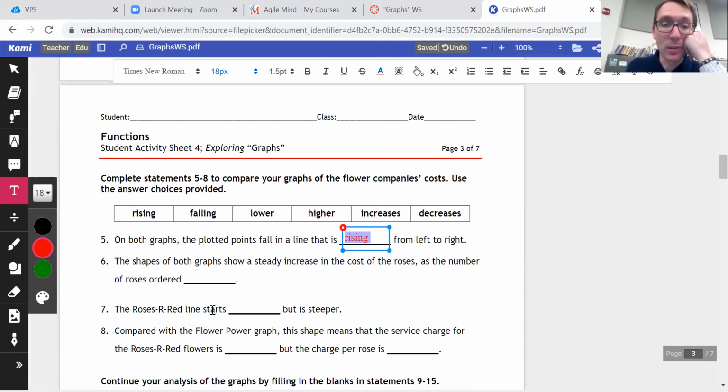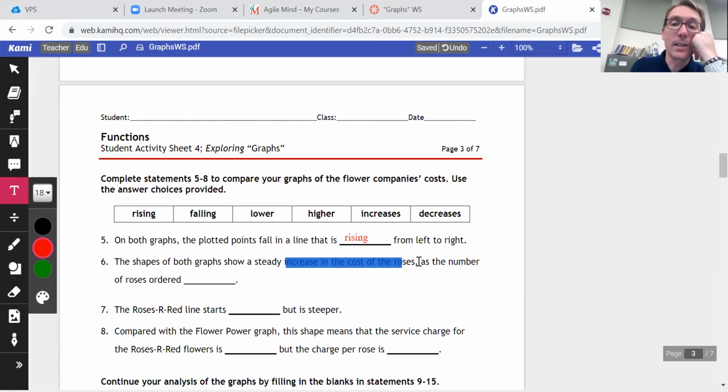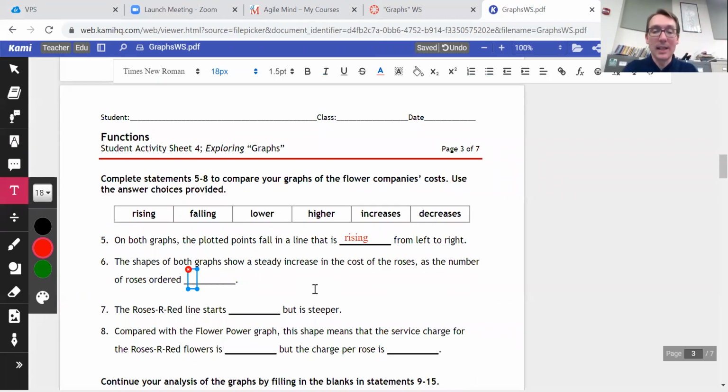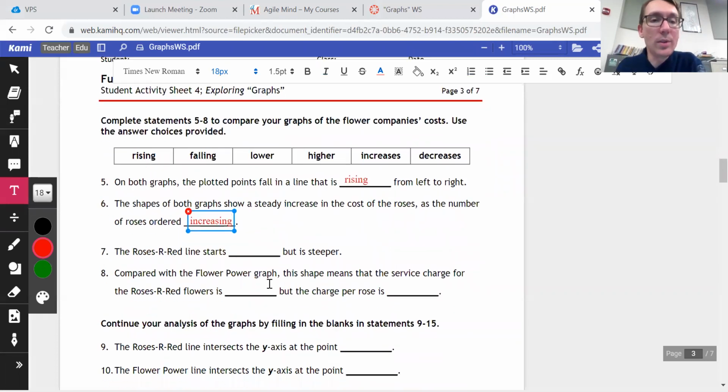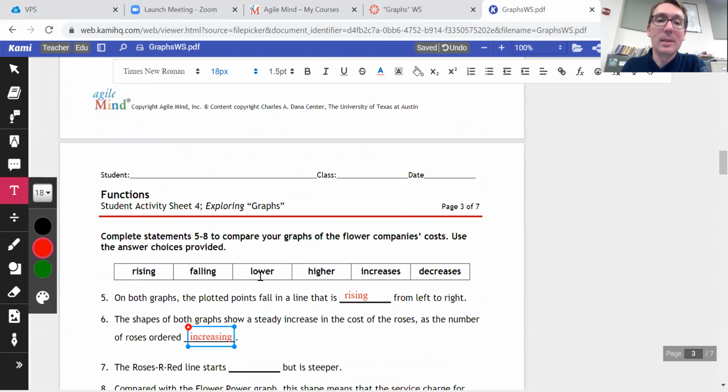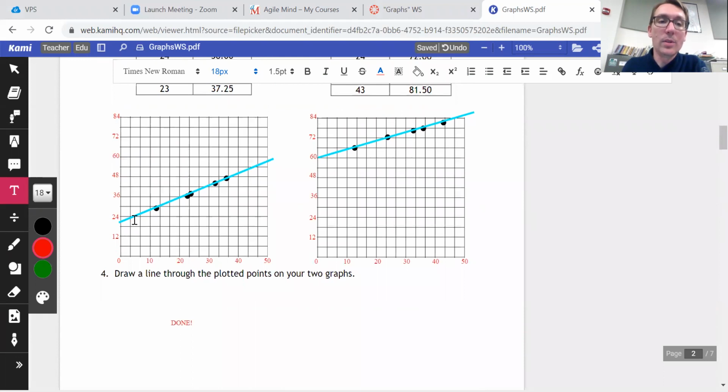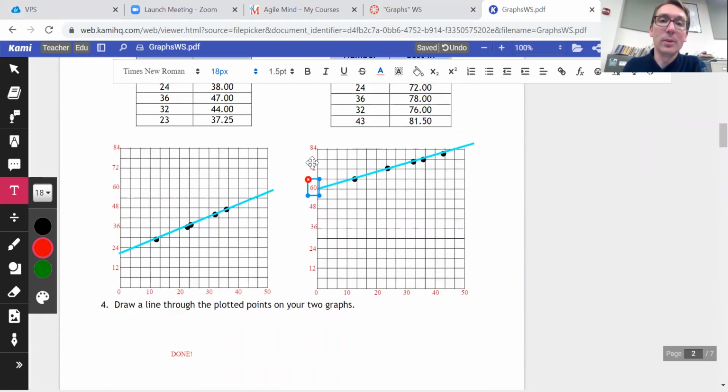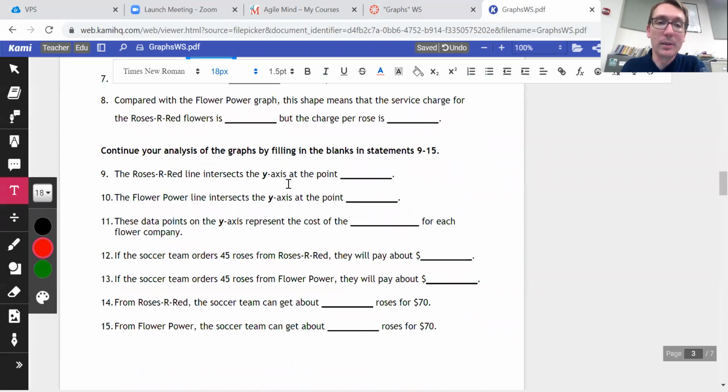The shapes of both graphs show a steady increase in the cost of roses as the number of roses ordered increases. Also, so if the cost goes up, what's happening to the number of roses they order? It's also going up. We would say that's increasing. The rose, this red line starts what, but is steeper. Let's see. The roses are red line, this one starts lower, but it's steeper. Would you all agree? I would agree.